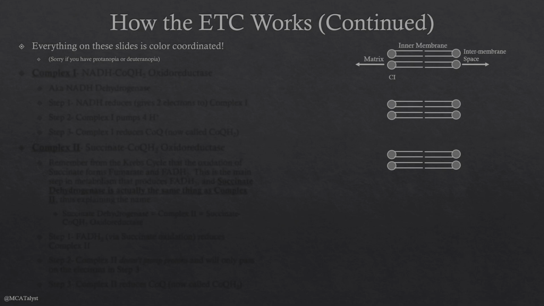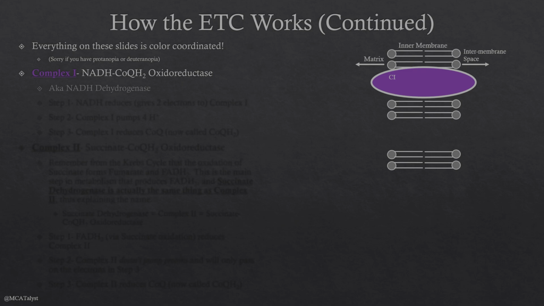But to begin, complex 1 is going to be here in purple. This is called NADH coenzyme Q oxidoreductase. That's basically telling you that NADH is oxidized, coenzyme Q is reduced, like we talked about on the last slide. It is also called NADH dehydrogenase. Remember that a dehydrogenase in metabolism is an enzyme that is helping us with a redox reaction. So NADH dehydrogenase basically means that we are just oxidizing NADH. We're going to be reducing the complex itself in doing so.